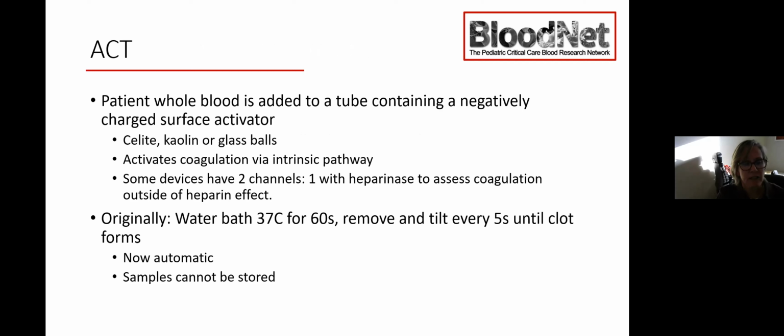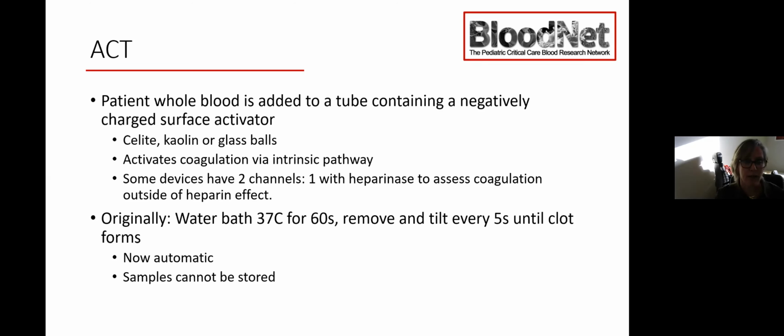Some of the devices have 2 channels. One has heparinase, which will assess coagulation, getting rid of the heparin effect, and then one without. If you have an elevated ACT with a normal heparinase ACT, this shows that you're heparinized. If both are elevated, then a coagulopathy is suggested.